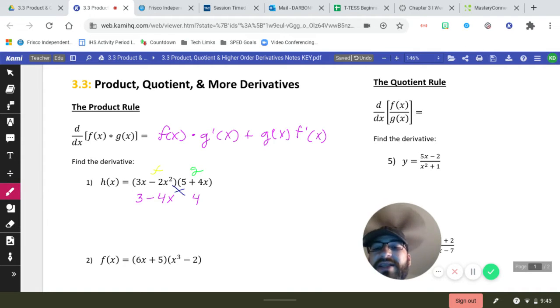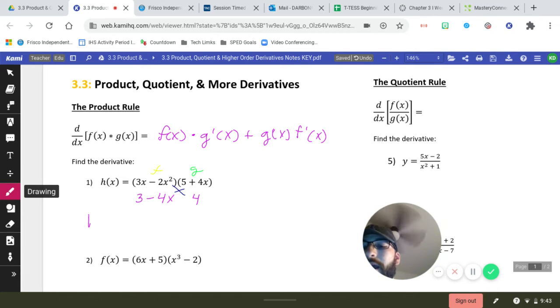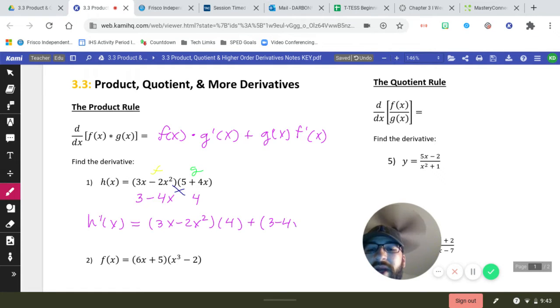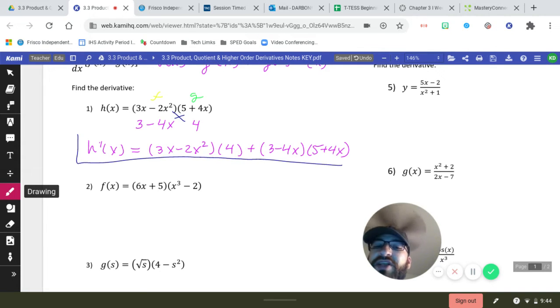Because this is f of x and this is g prime, this is g of x, and this is f prime of x, it's almost like I can just cross multiply them and apply that product rule. So h prime of x is equal to 3x minus 2x squared times 4, plus 3 minus 4x times 5 plus 4x. And we are lazy calculus mathematicians, so I can leave it just like that.